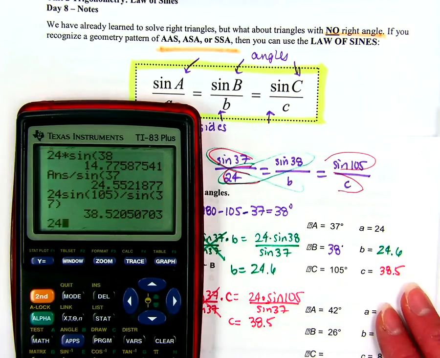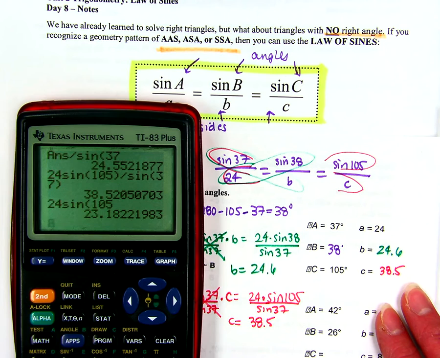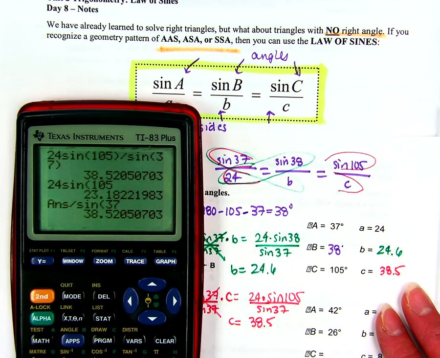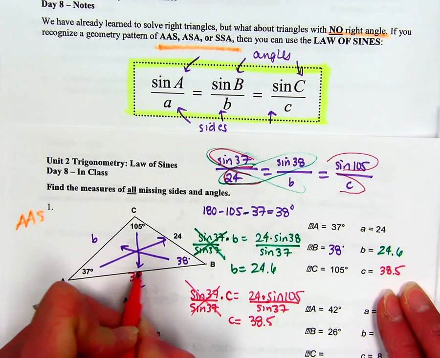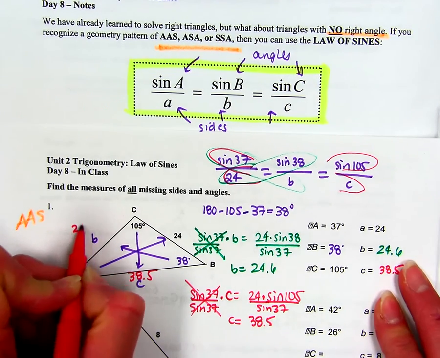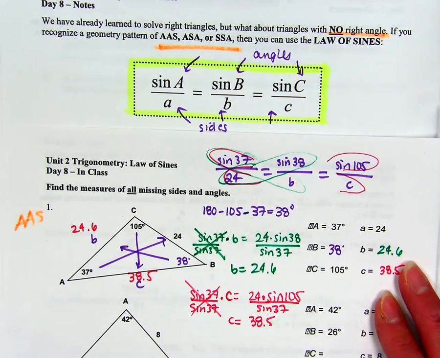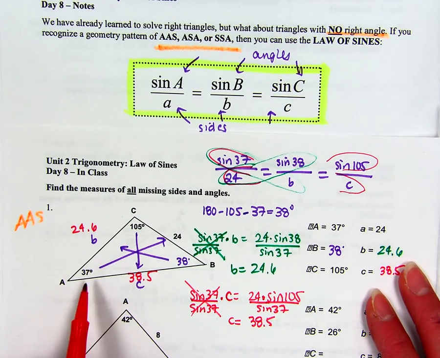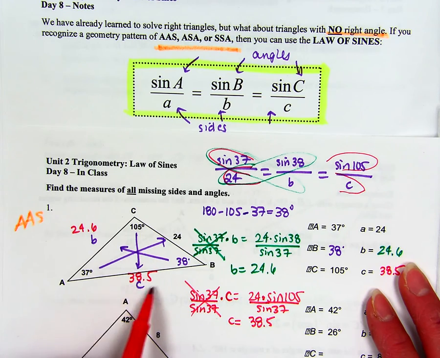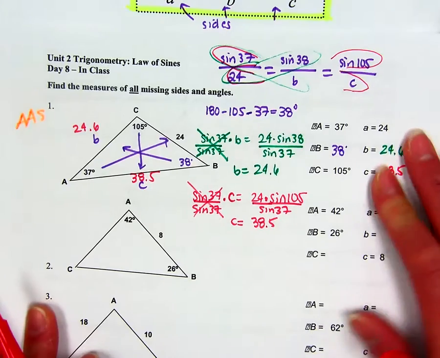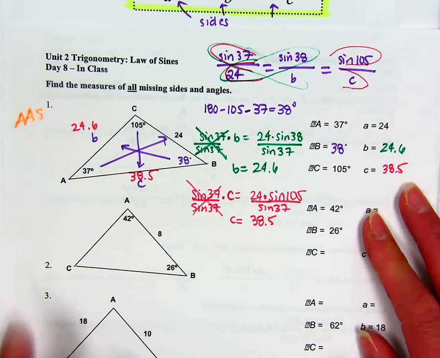Or if you want to, you could do 24 times sine of 105, hit enter, and then divide by sine of 37, and then that's how you get your 38.5. All right, so at the very end, I'm just going to put in 38.5 here, 24.6 here. And there's a way to double check that if you did it right, the smallest angle should be across from the smallest side, the largest angle should be across from the largest side, and the middle angle should be across from the middle side. So if that all matches up, then you probably did it right. All right, we're just going to keep going.